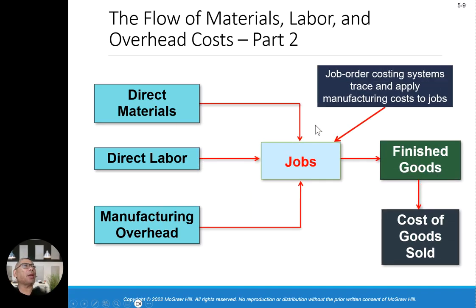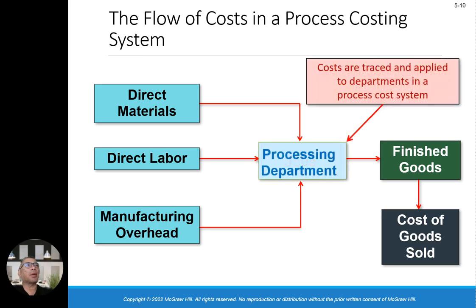All right, the same thing. Part 2 is job. So you combine these three, and you're going to create jobs. A job order system traces and applies costs to the job. It's going to be finished goods and cost of goods sold in terms of the job order costing system. Then we go into the next one, which has the same three components going into the processing department. Costs are traced and applied to the department in a process cost system. Then finished goods and cost of goods sold.